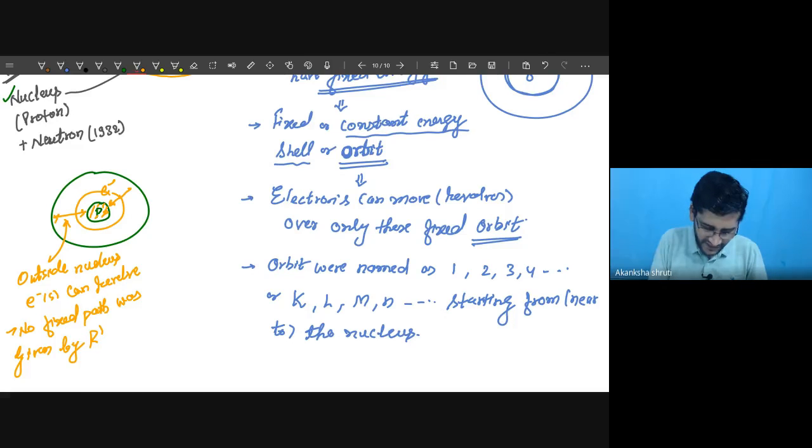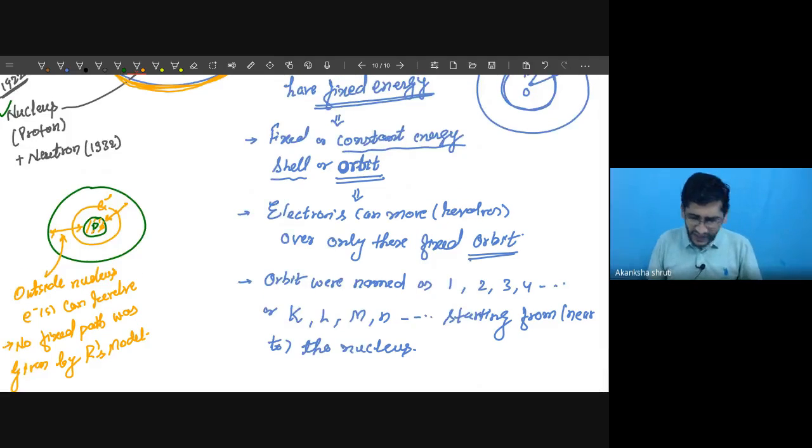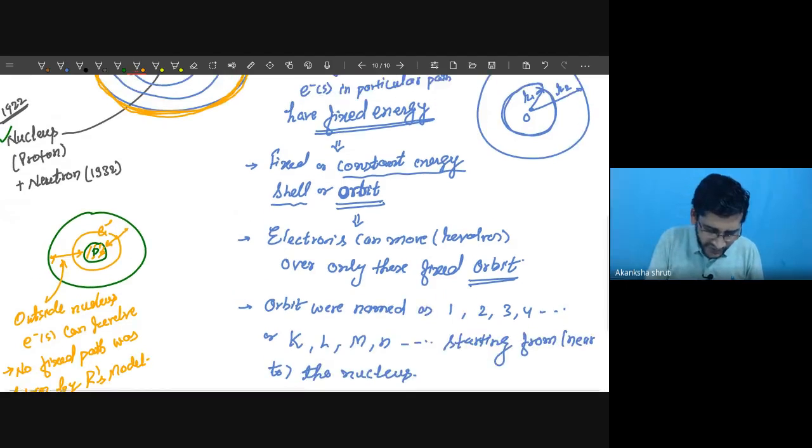Okay, this was the main drawback. So Bohr adopted that in whatever extra or outer region Rutherford had considered, there are only fixed paths. It is not the entire space in which these electrons can move, but there are only certain paths.